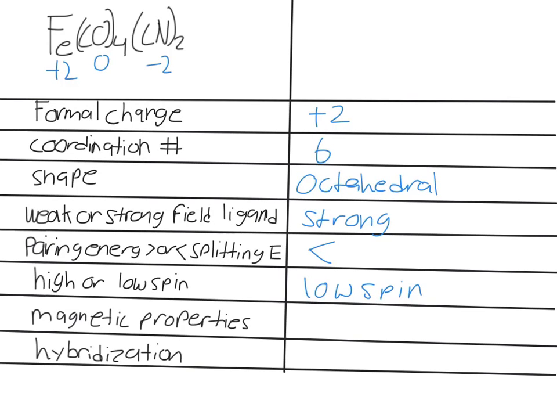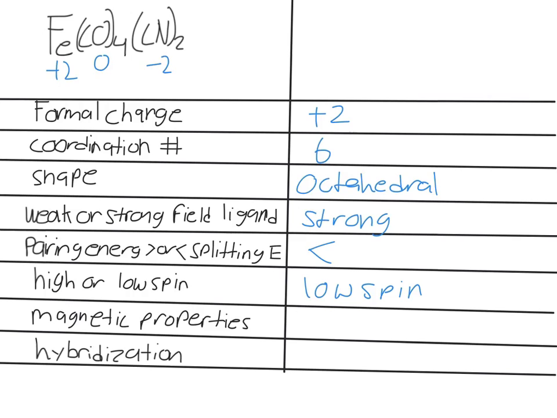The magnetic properties is asking if it will be paramagnetic or diamagnetic. Because it is a strong field ligand, that tells me it's going to be diamagnetic. And for the hybridization, I have the option of either sp3d2 or d2sp3. Because it is a strong field ligand, it will be d2sp3, which I will demonstrate.